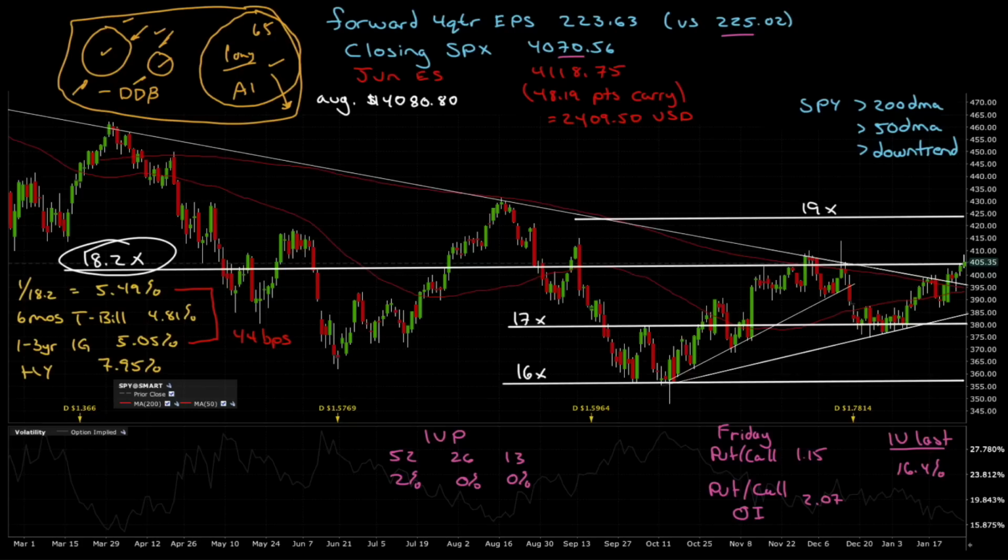The June ES, which is the June S&P mini contract, closed at 4118.75. You can see the difference of these two, so you can see there's 48.19 points of carry. Since ES is for 50 times the index, you multiply that by 50, there is the carry that you have, 2409.50.